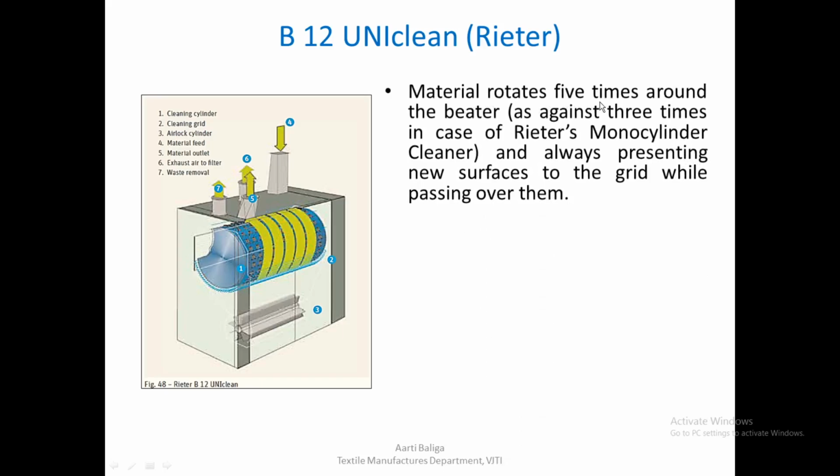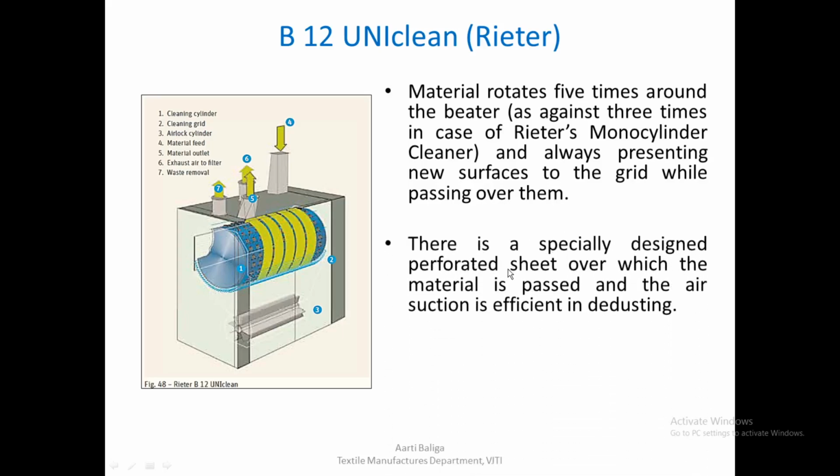Material rotates 5 times around the beater as against 3 times in the case of Rieter's monocylinder cleaner. The earlier version, that of Rieter's, was the monocylinder cleaner, in which the material would spiral only 3 times, whereas some developments have happened, and in the case of B12 Uniclean, it spirals up to around 5 times around the beater and always presents a new surface to the grid while passing over them. So every time we present new surfaces to the grid, better cleaning is possible.